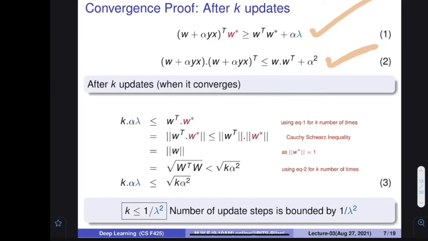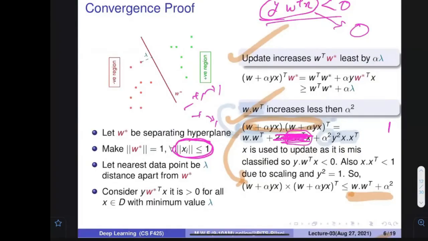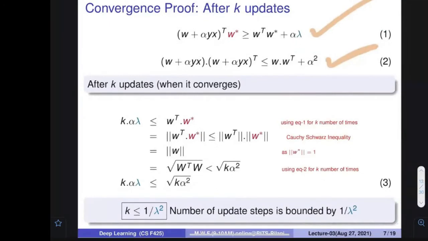How can we find the norm? It is just the multiplication of W transpose with W, and take the square root. This is the equation of the norm. So if we do the W transpose update, every time this value is going to increase at most by alpha square. If we have done this increase k times, then the square root of it is less than the square root of k alpha square.